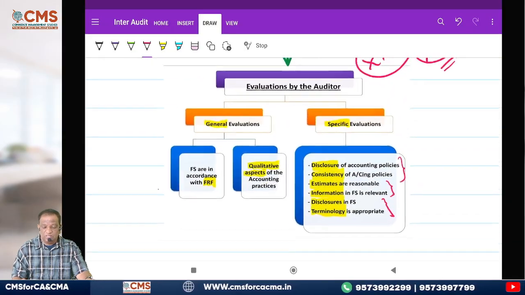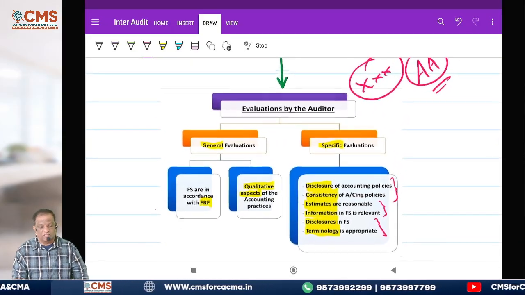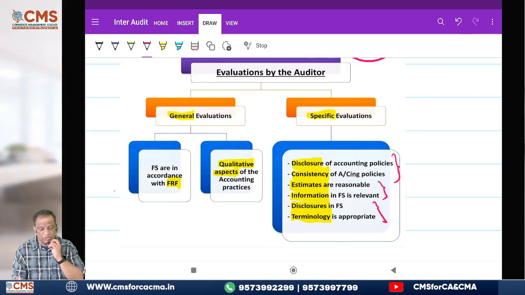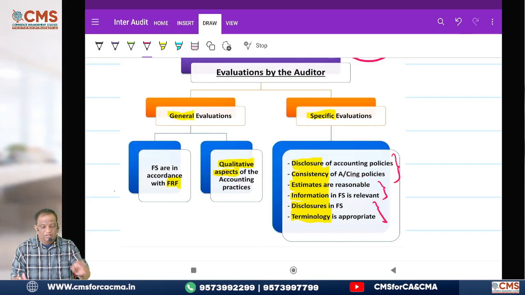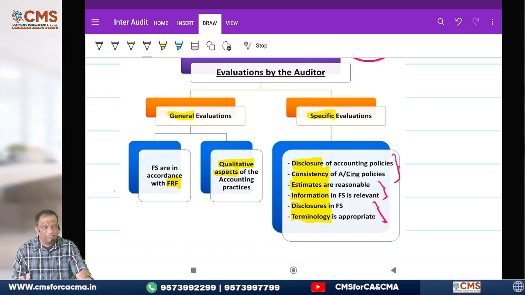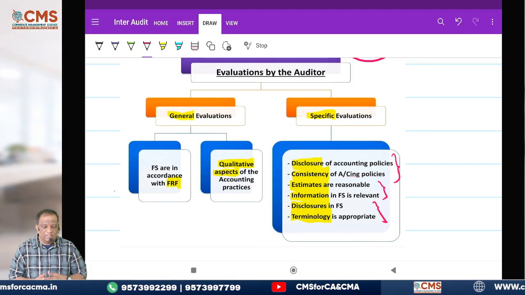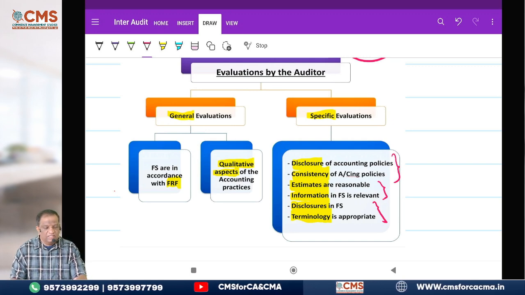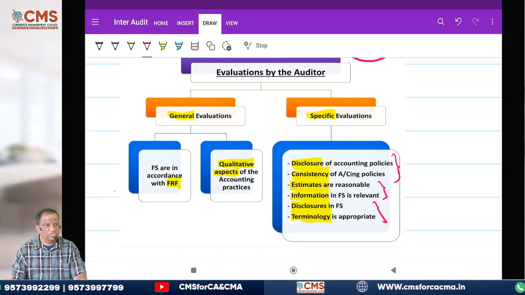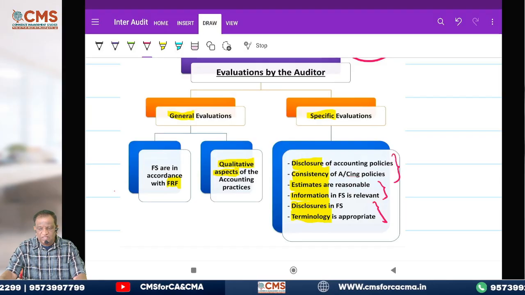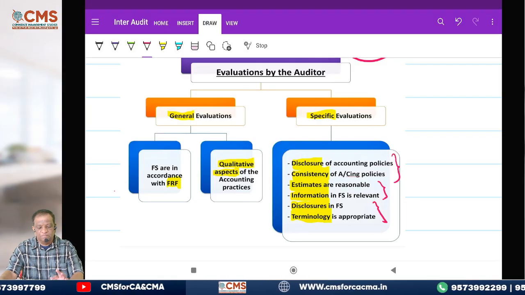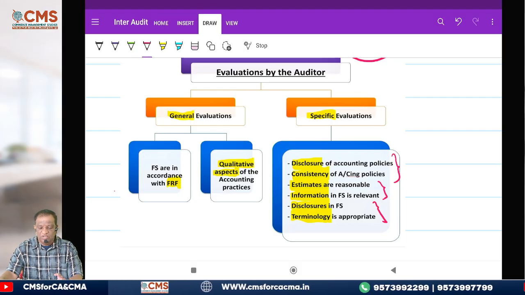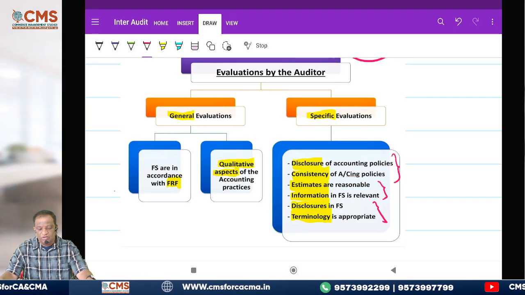Now, evaluations by the auditor come for 3 marks and 4 marks. The evaluations by the auditor are of two types: general evaluation and specific evaluation. General evaluation talks of two things. The financials are in accordance with the FRF, that is the financial reporting framework. To put it in simple terms, the template of the financials. So the financials that are prepared, are they in accordance with the required format? Like if it is a company, then it should be Schedule 3. And if it is an NBFC, then it is the NBFC form of Schedule 3, likewise. And the second one, qualitative aspects of the accounting practices, that is, how well the accounting practices are being followed. These are general evaluations. Apart from that, we do have specific evaluations.